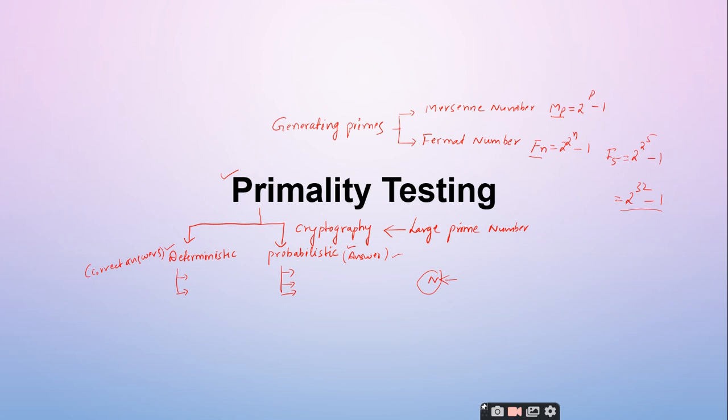So coming to the deterministic algorithms, as I told, it will always give a correct answer. The deterministic primality testing algorithm will accept an integer and output yes or no, whether the given number is prime or composite. So this is how the deterministic algorithms are designed, right?